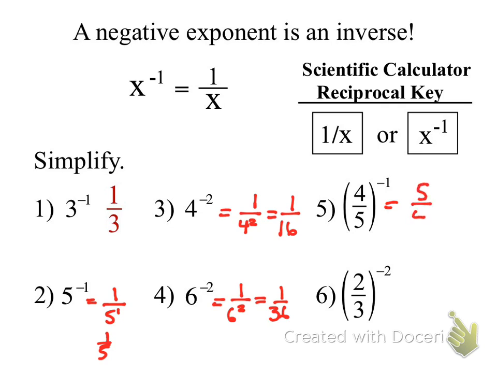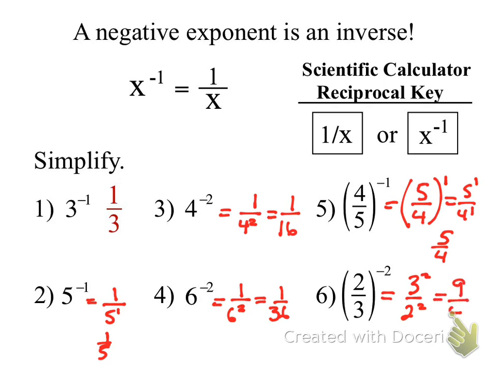5 over 4, and we make the exponent to the first power. 5 to the first over 4 to the first really equals 5 over 4, like she said. So what would the next one be? Yep. 3 over 2 to the second. Right. Or we can just do right away, 3 over 2. Everything is to the second power, the positive power. And that makes 9 over 4. You got it? Okay. And that's the video.